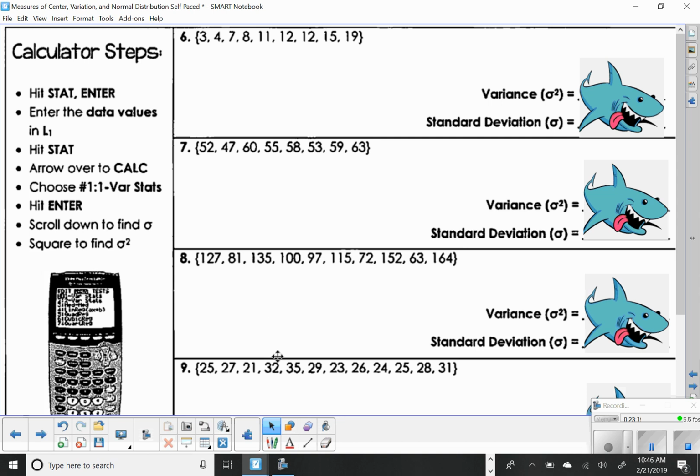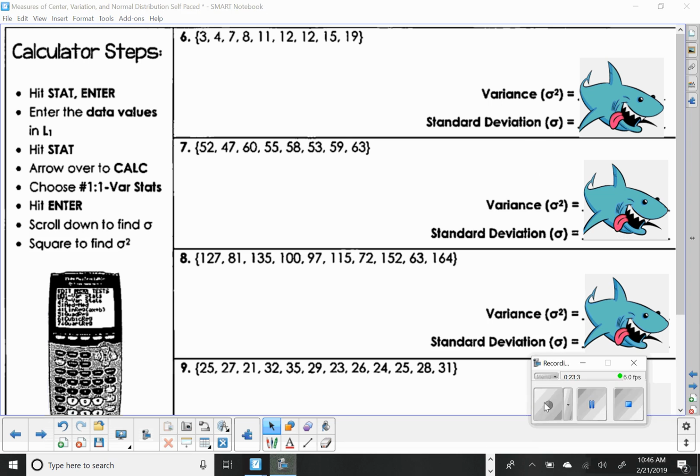You want to try these. Here are the directions for putting it in the calculator, and then finding the variance and the standard deviation. Again, you'll get the standard deviation first, square it for the variance. Okay, you're back. Let's check these out.